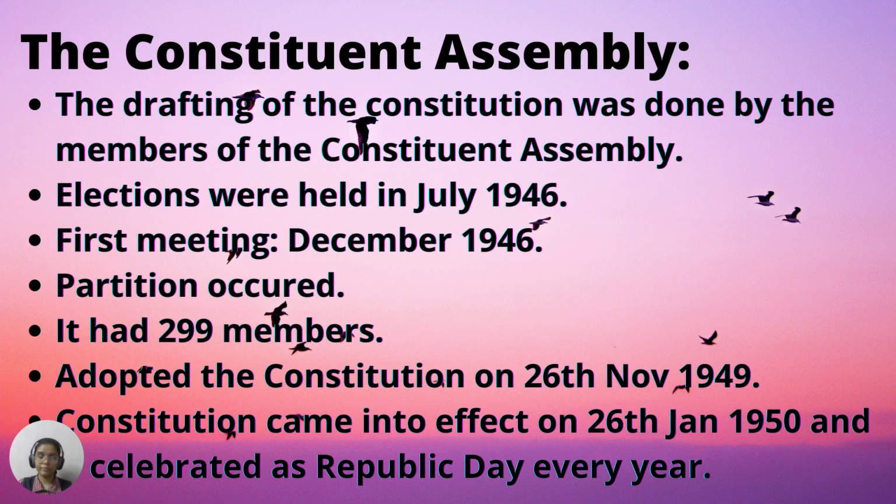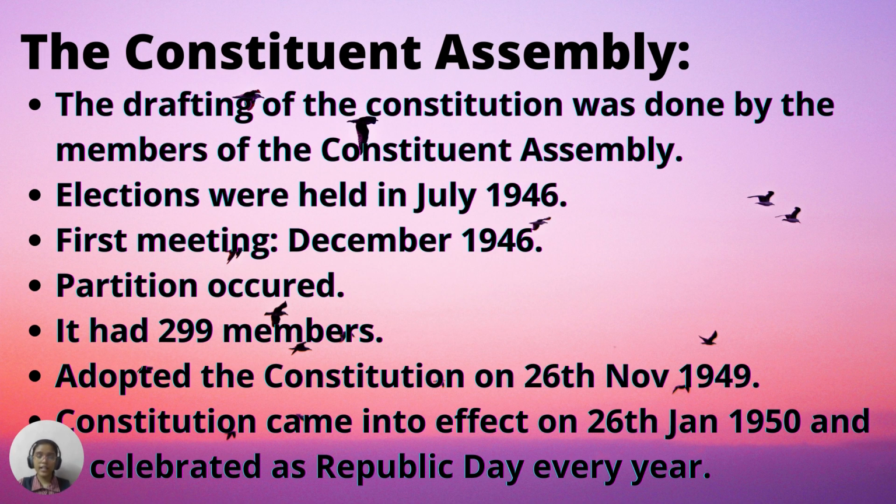The Constituent Assembly. So who made the Constitution? The Constituent Assembly members only made the Constitution. The drafting of the Constitution was done by the members of the Constituent Assembly. Elections were held in July 1946 to elect the members of the Constituent Assembly, and it was indirectly elected by the people. First, we elected the provincial legislatures in 1937, and they elected the members of the Constituent Assembly in July 1940. The first meeting of the Constituent Assembly was in December 1940.